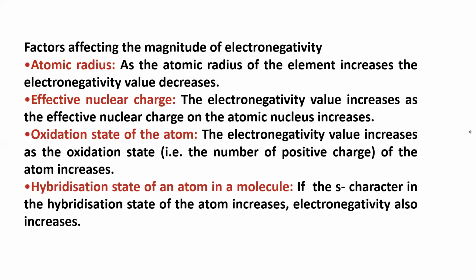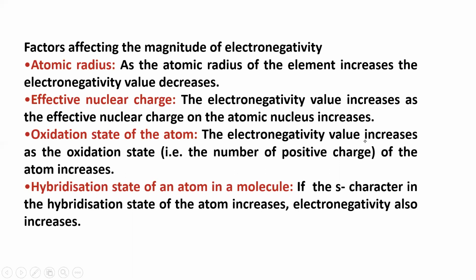Next, oxidation state of the atom. The electronegativity value increases as the oxidation state, that is the number of positive charges of the atom, increases. As the number of protons increases, automatically nuclear charge increases. As the nuclear charge increases, the oxidation state of the atom also increases. As the oxidation state of the atom increases, automatically the electronegativity value also increases.